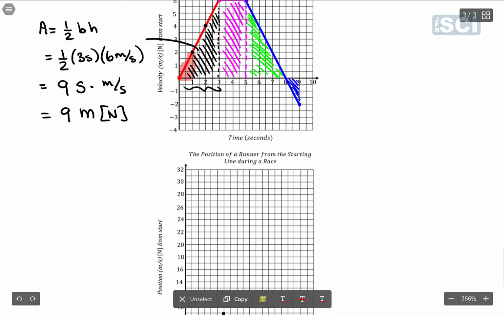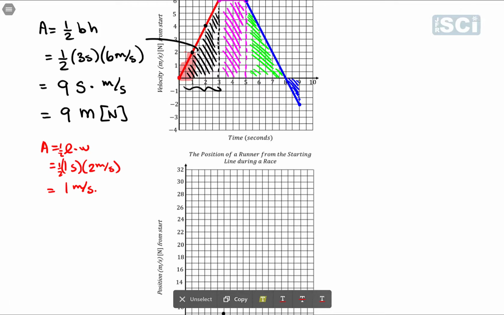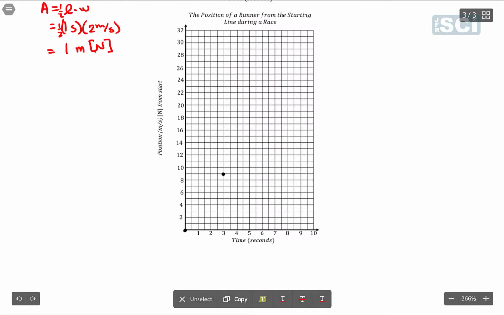We'll do that one in red. So area would be length times width. My length would be 1 second, divided by 2, multiplied by the height of 2 meters a second, which would give me 1/2 of 1 times 2, which is 1 meter. And that's in the north direction. So in the first second, I've only actually gone 1 meter.